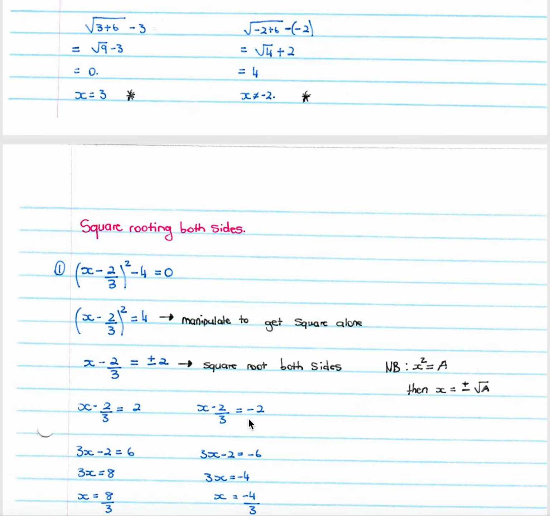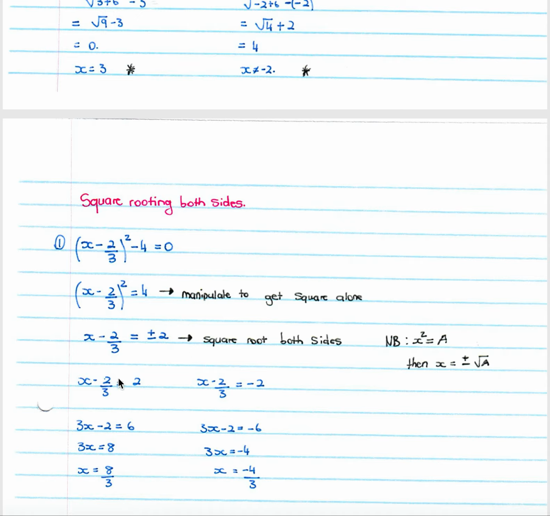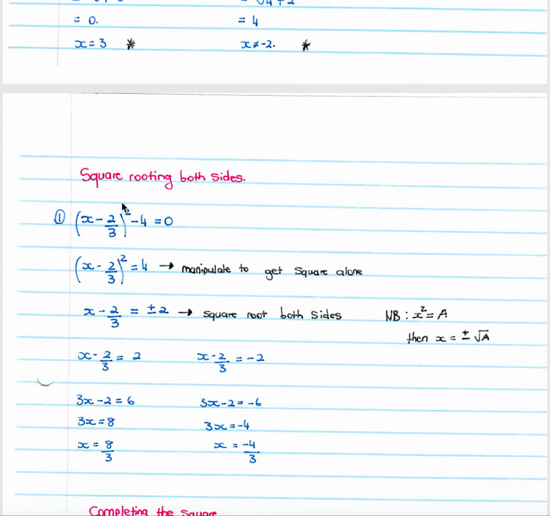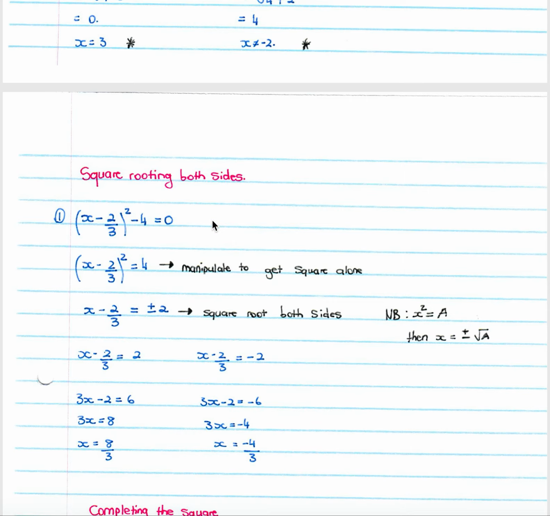When you're required to square root both sides, you need to manipulate to get the square, the square bracket, alone, as shown here. You can then square root both sides, but you must remember that you must take a positive and a negative of the number that you're square rooting. Then you must solve for the positive case, and you must solve for the negative case, and you will get 2 values, which you must then sub back into your first equation to check that they are valid.